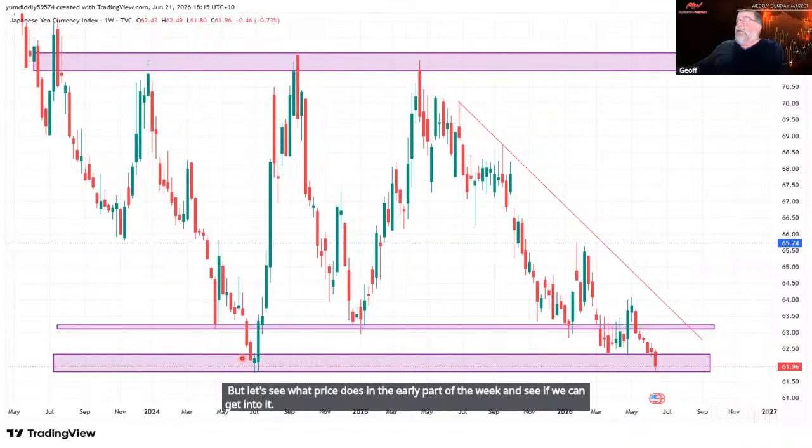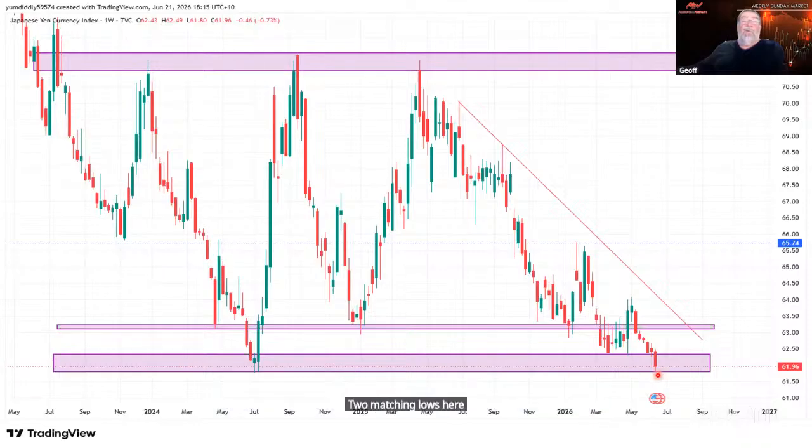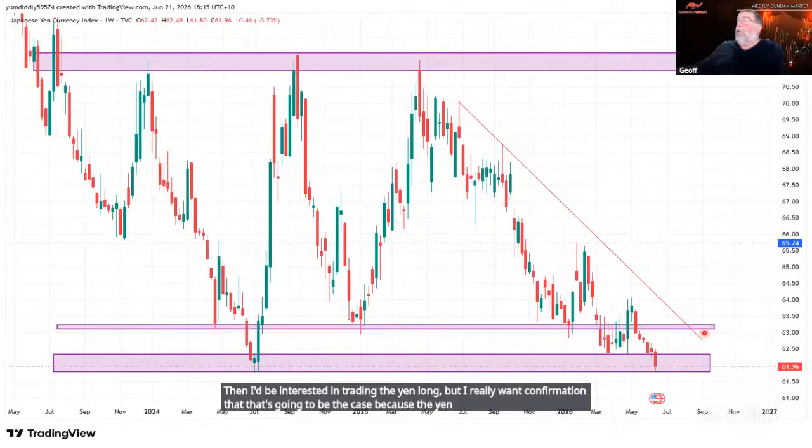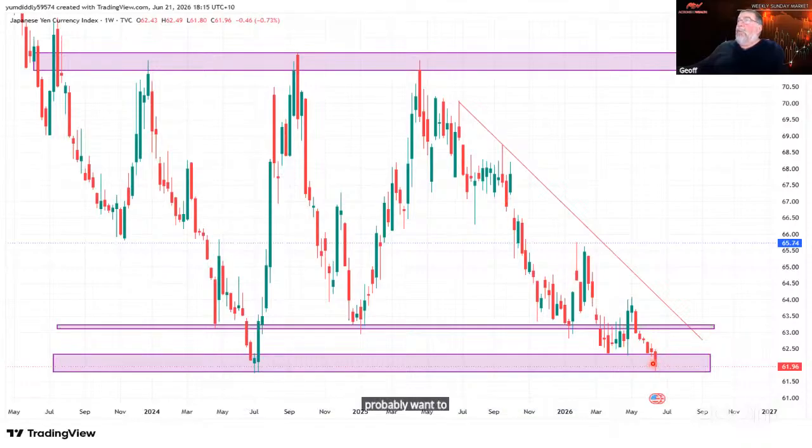This one is really interesting, the yen, because we've got two matching lows here. That could well represent a double bottom. And if that is the case, then I'd be interested in trading the yen long, but I really want confirmation that that's going to be the case because the yen has been so weak for so long. So I probably want to see something here on a smaller time frame.